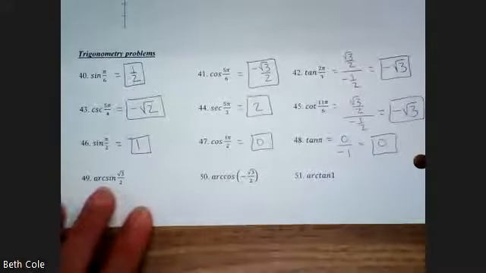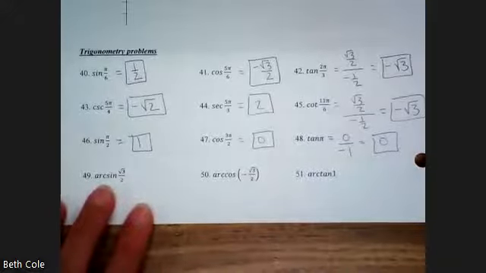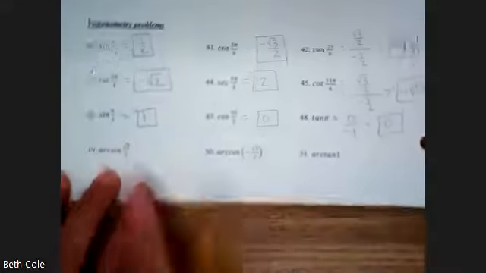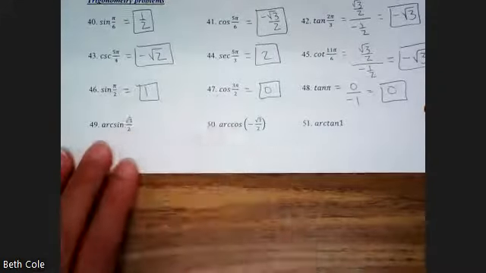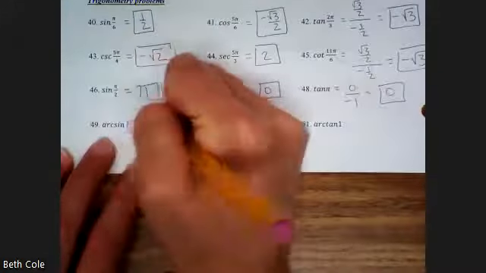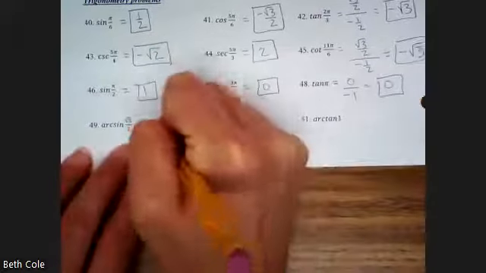All right, these ones you're doing backwards. So your answer is the amount of rotation. You want your answer to have like a pi in it. So how far did you rotate if sine is your square root of 3/2? Pi over 3, perfect.